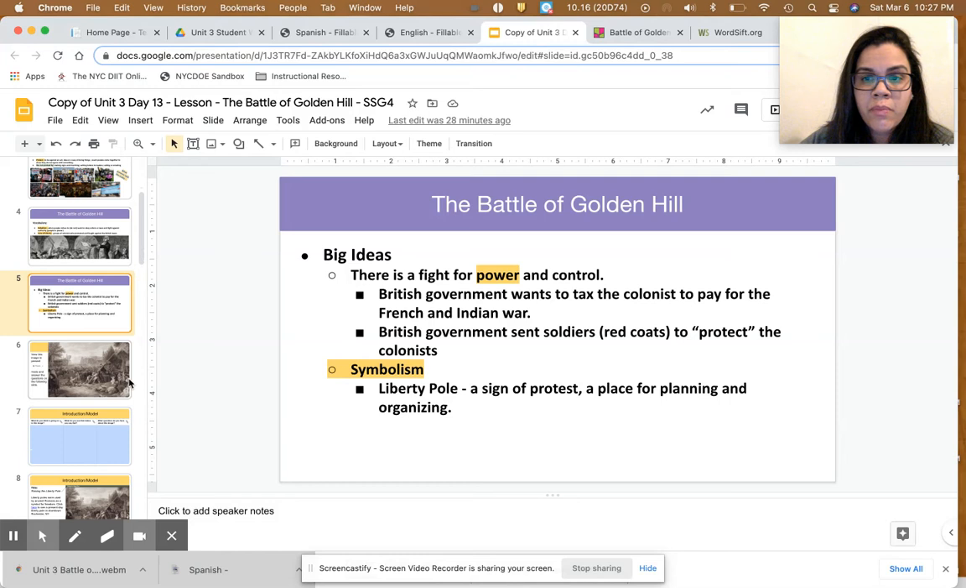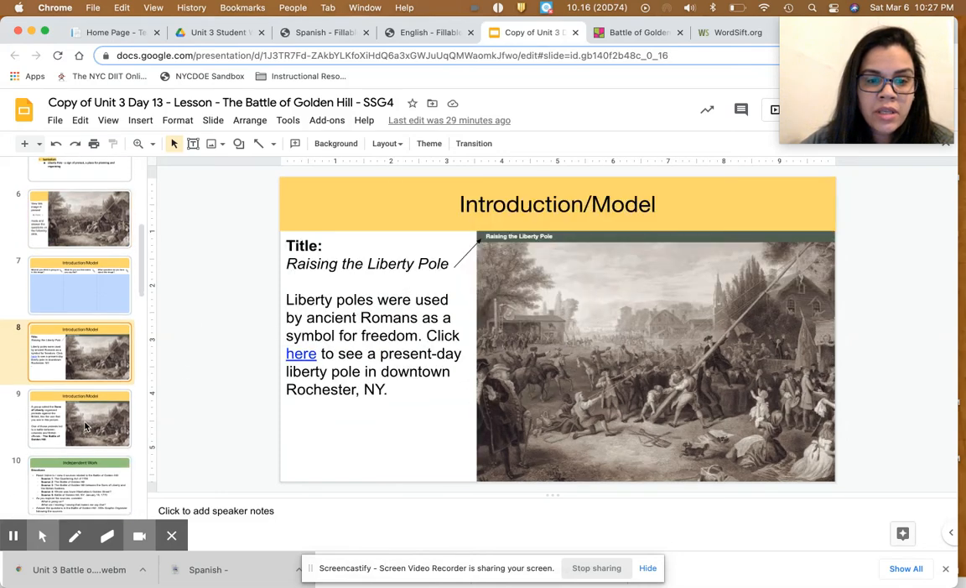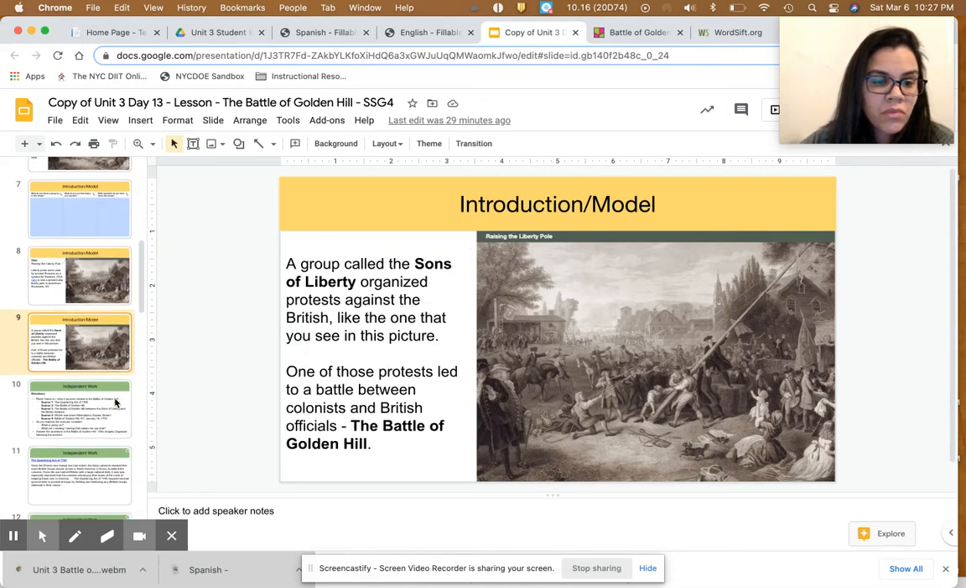The introductory portion of the lesson requires that students analyze images. So this image, and then here we could read to our students. The title is Raising the Liberty Pole. Liberty poles were used by ancient Romans as a symbol for freedom. Click here to see a present-day Liberty Pole in downtown Rochester, New York. Here, a group called the Sons of Liberty organized protests against the British, like the one that you see in this picture. One of those protests led to a battle between colonists and British officials, the Battle of Golden Hill.